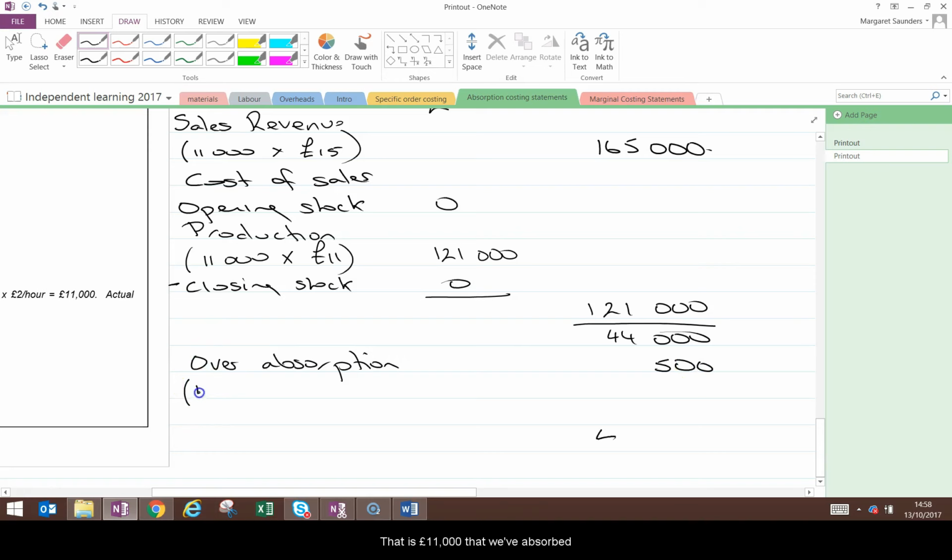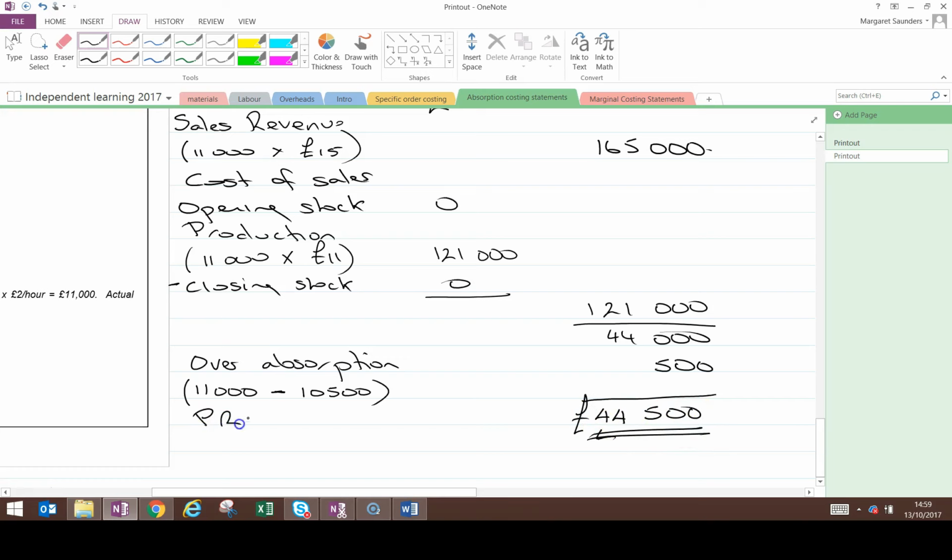So that is the £11,000 that we've absorbed minus £10,500, which was the actual overheads. We add an over absorption, so the final profit figure is £44,500. And that is our absorption costing statement with no closing stock.